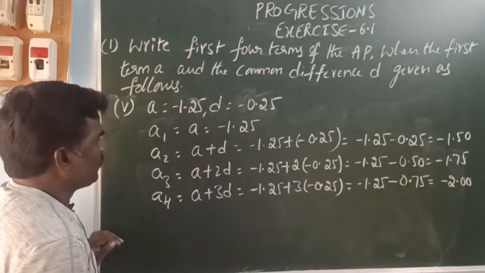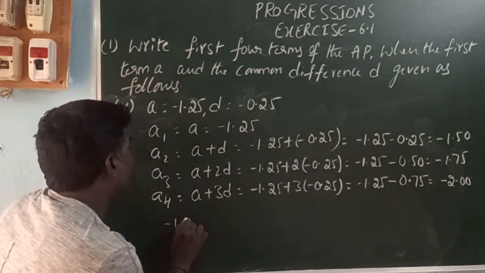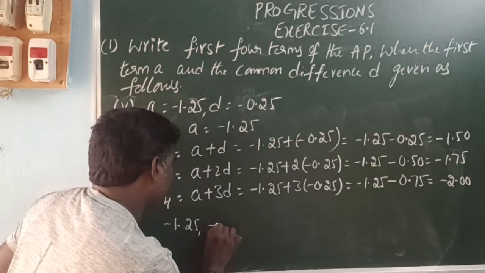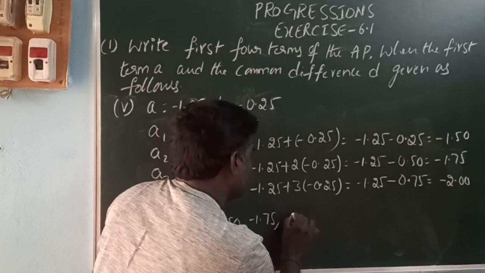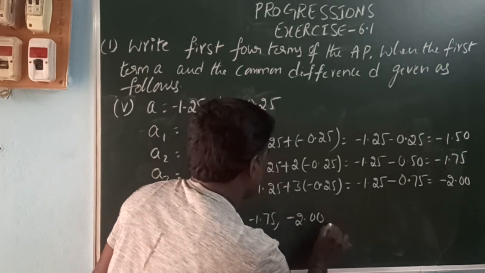So the first four terms are what? Minus 1.25, next minus 1.50, next minus 1.75, next minus 2.00.